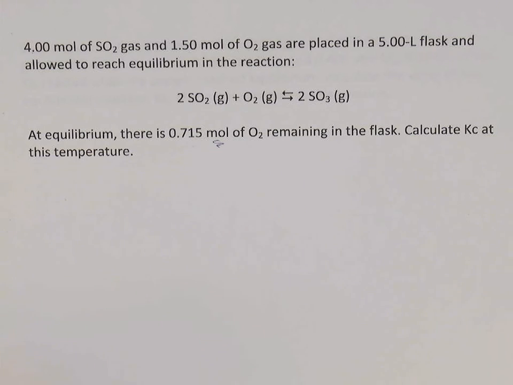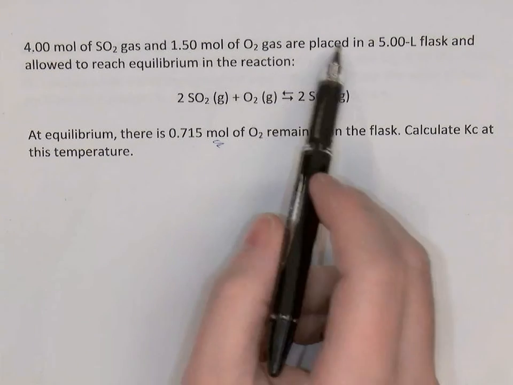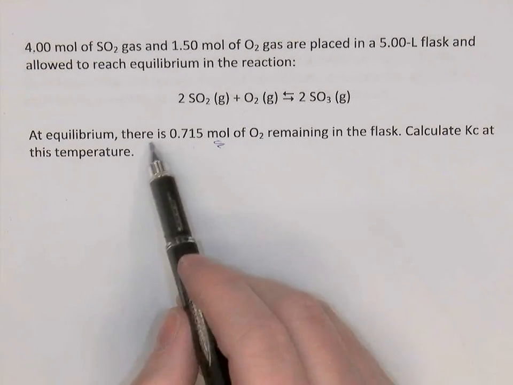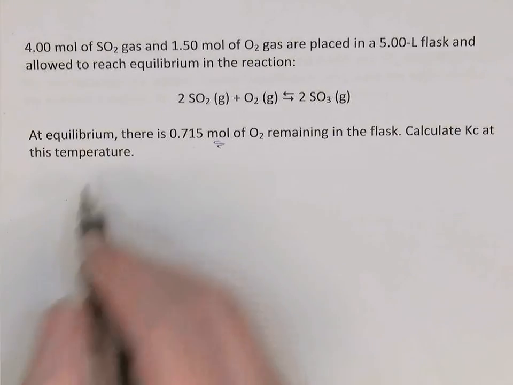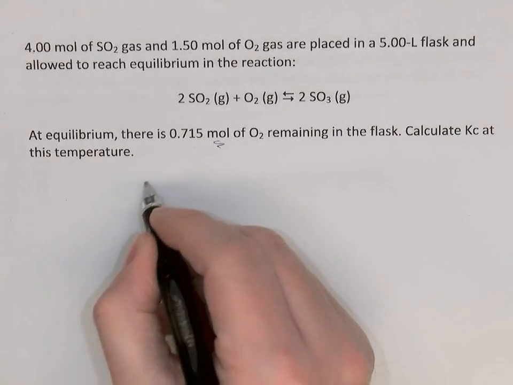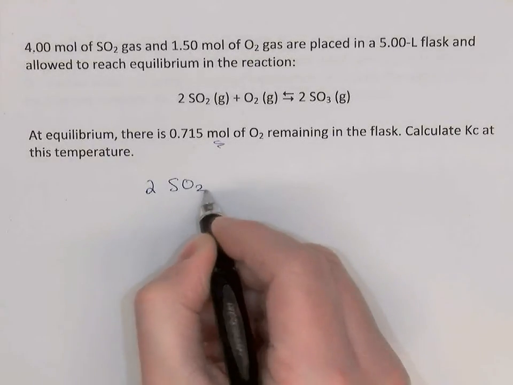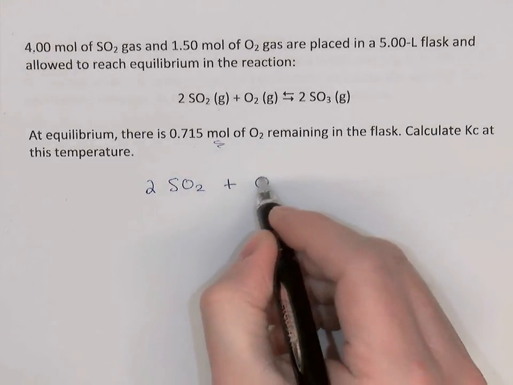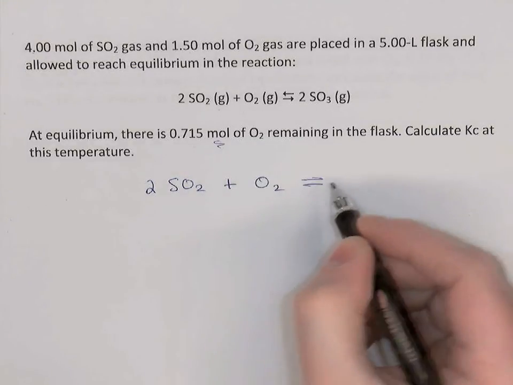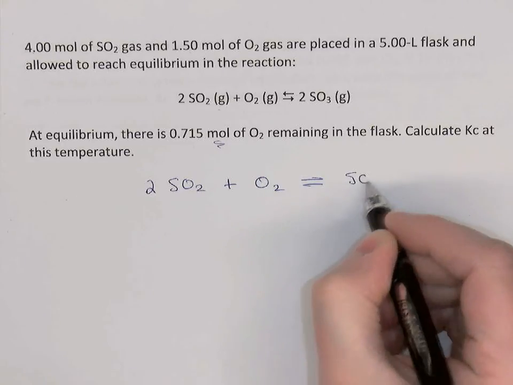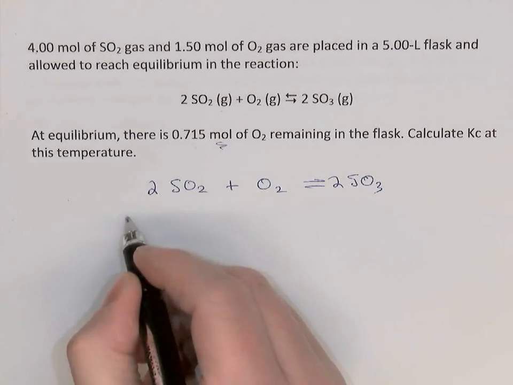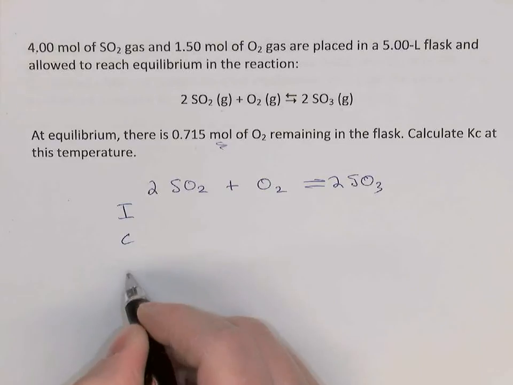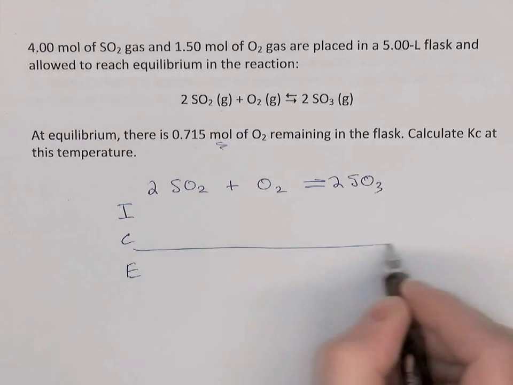So this is very similar to the one we just did. We have initial conditions up here. We have an equilibrium condition down here. So there's the need for an ice table. 2 SO2s. This is all gas phase, so everything is going to be included. So I'm just going to rewrite the equation and fill in my ice table. The initial, the change, the equilibrium.